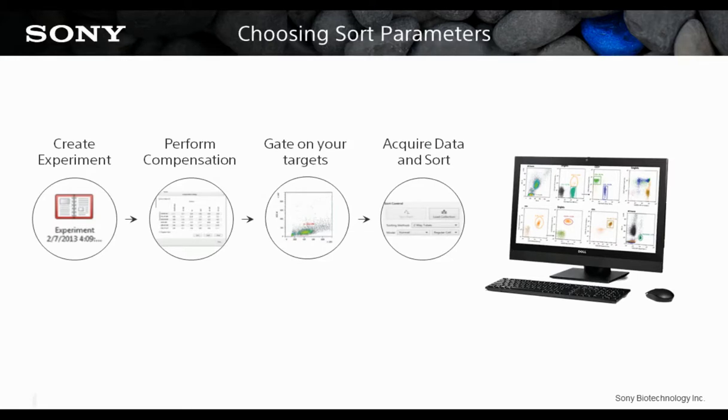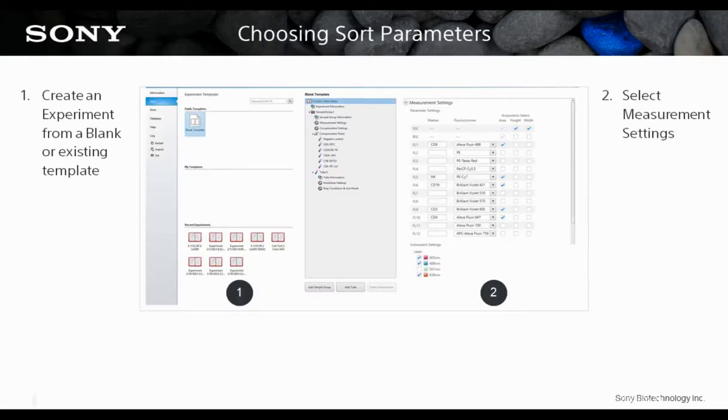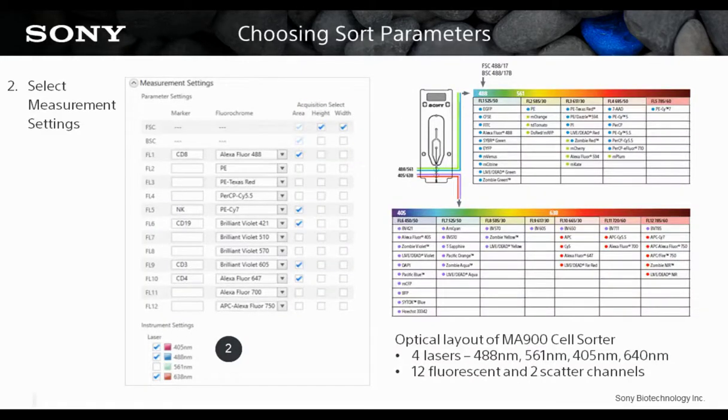In the next steps, the different parameters required to set up a sorting experiment are selected as shown in this image. Sort setup begins with creating an experiment from a blank template or by using an existing template. A template brings in different measurement settings, including a choice of lasers and fluorescence and scatter parameters that are required for your experiment.